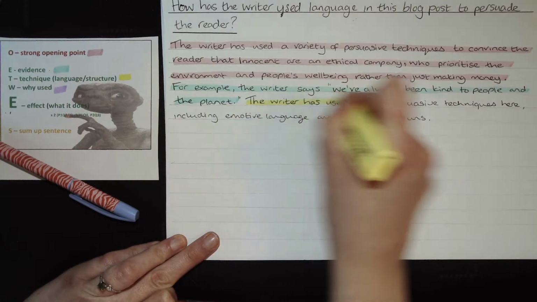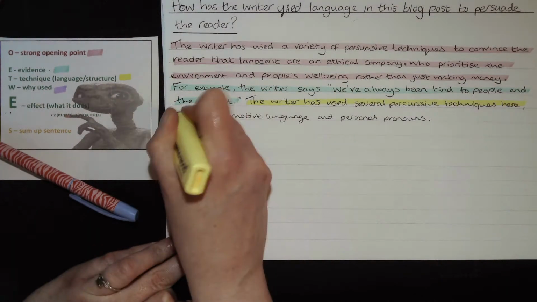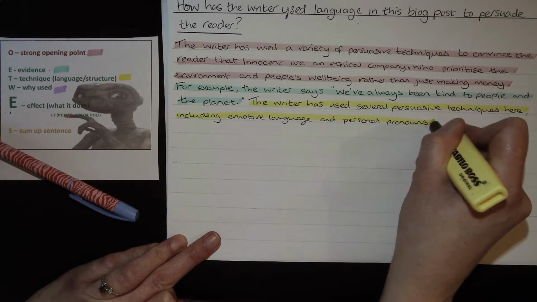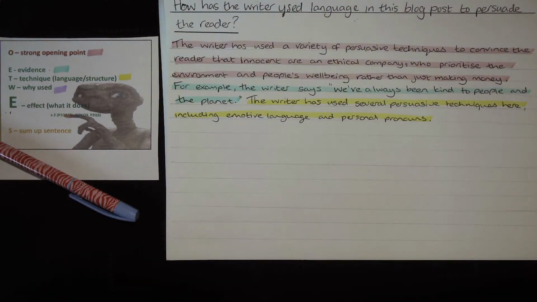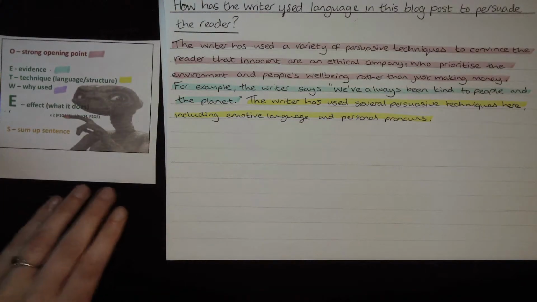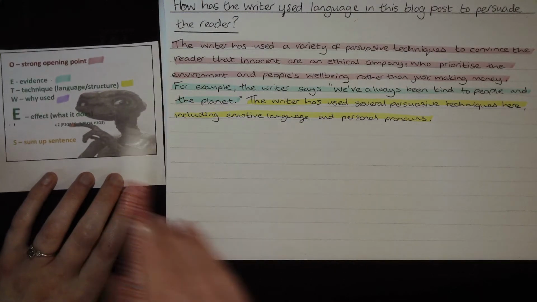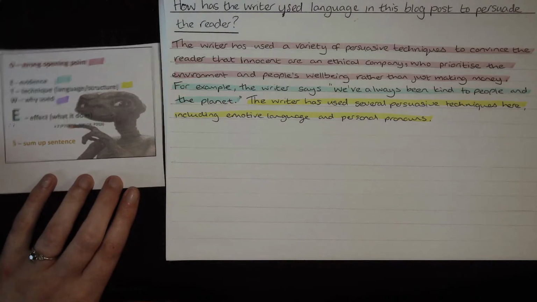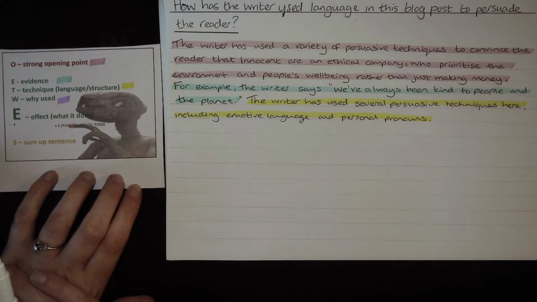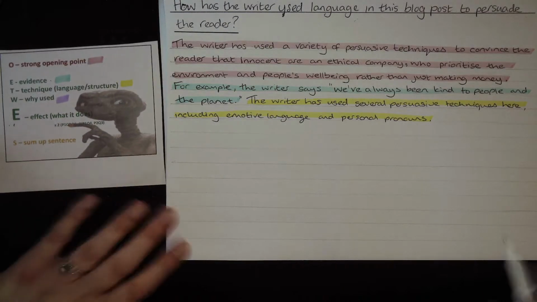I'm just going to highlight my technique in yellow. You don't need to highlight your paragraph at home, by the way. I'm just using these colours to show you the different sections of our structure. Okay, so I'm halfway there. What I need to do now is explain why the writer has used these techniques. So, because I picked two.